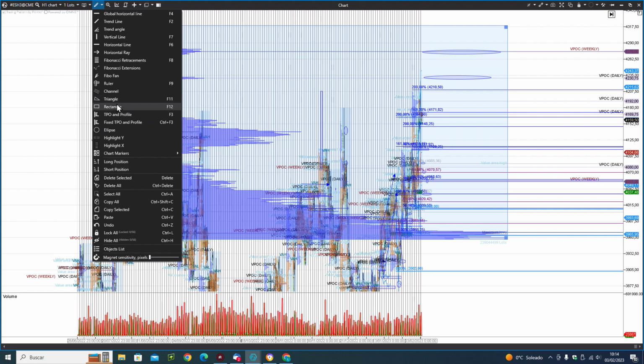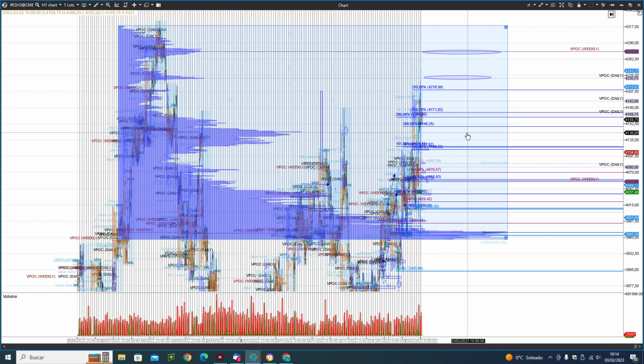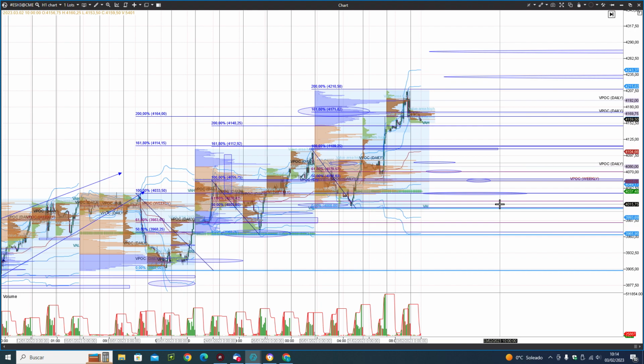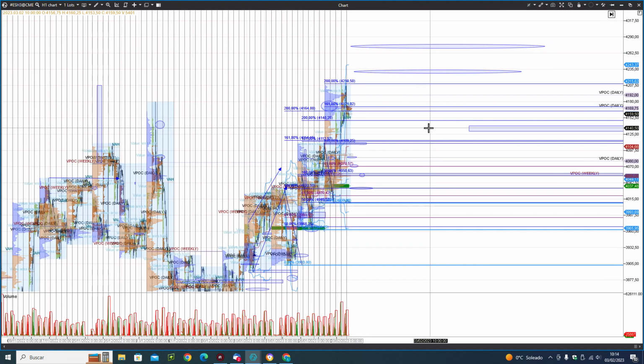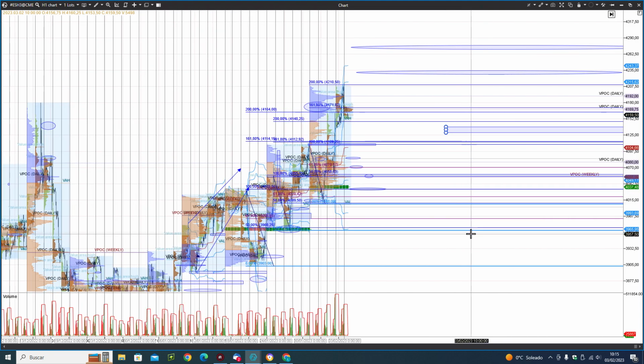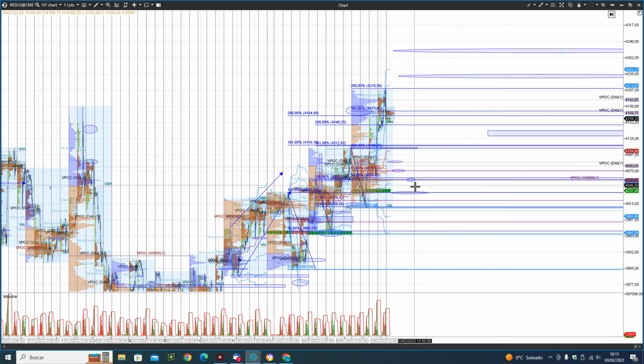Let's draw it here in this zone, and the great high volume node is very low. It's about 3,965. Well, let's delete this graphic of volume profile. Let's mark here where is the high volume node, and so we can advance in the analysis.